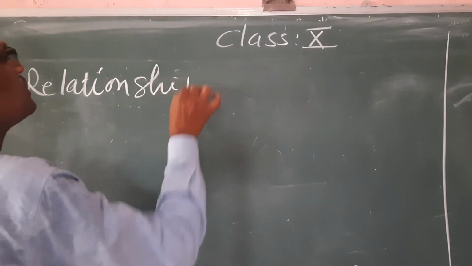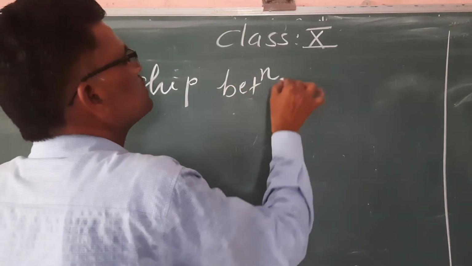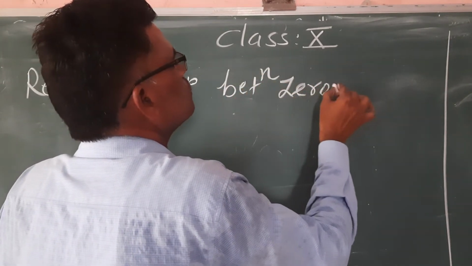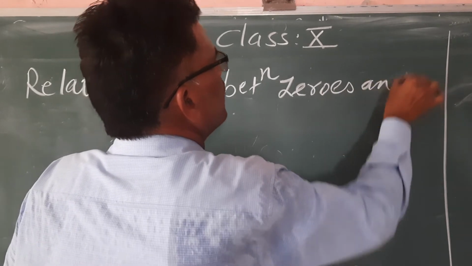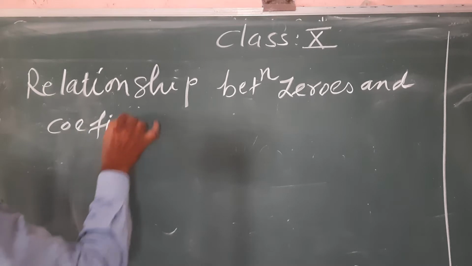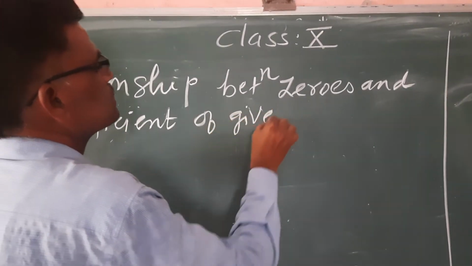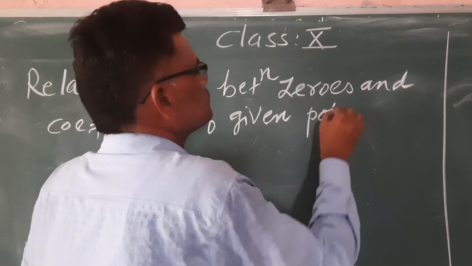Relationship between zeros and coefficient of given polynomial.